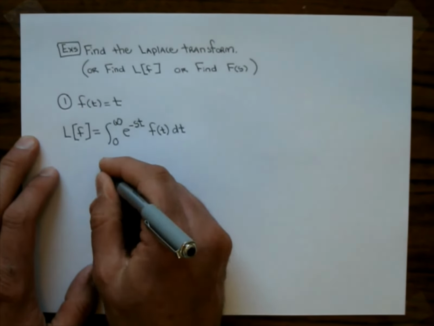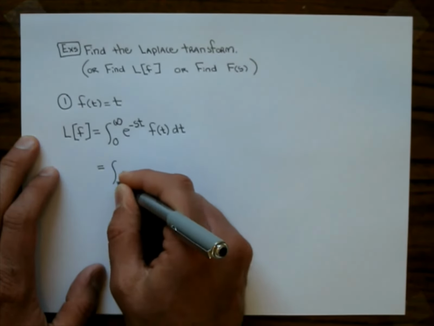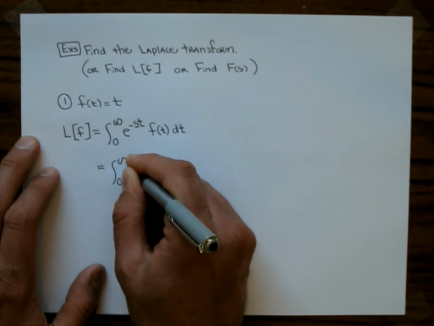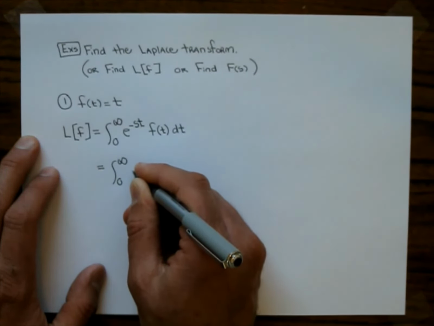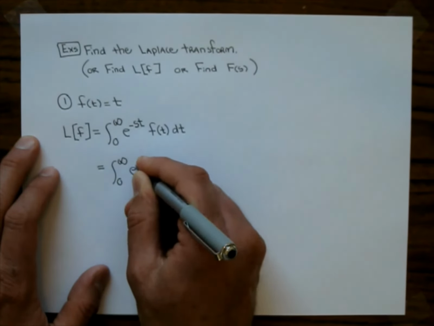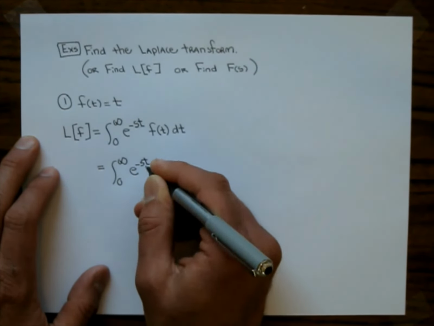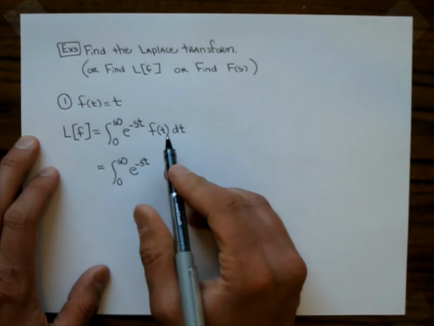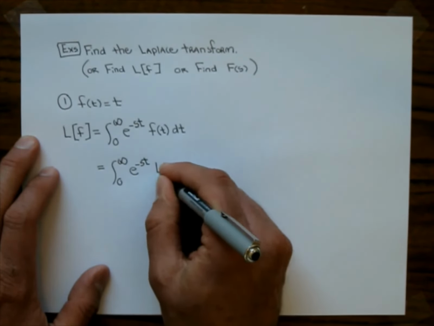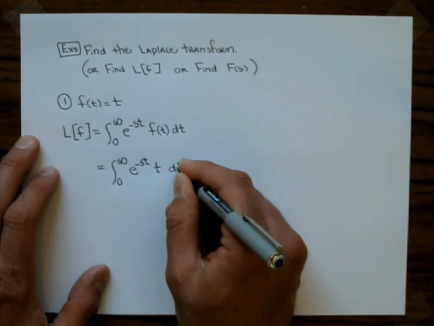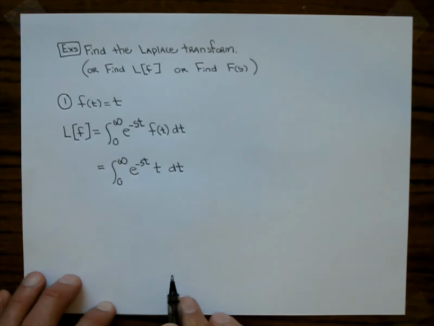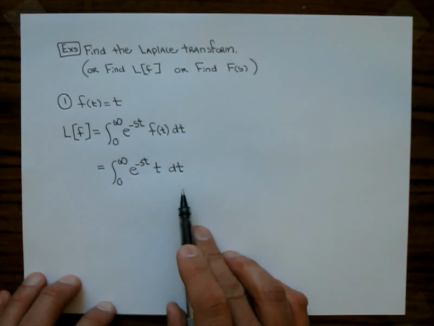Okay, so what is this? This is the integral from 0 to infinity, e to the negative st, times our function f of t, which is t, dt. Okay, there are three things that probably disturb you about this integral.